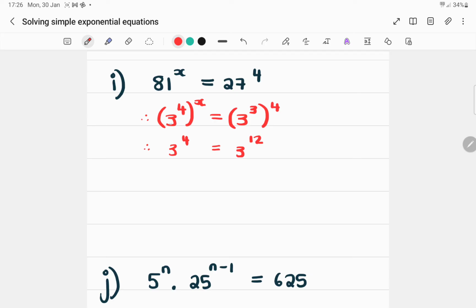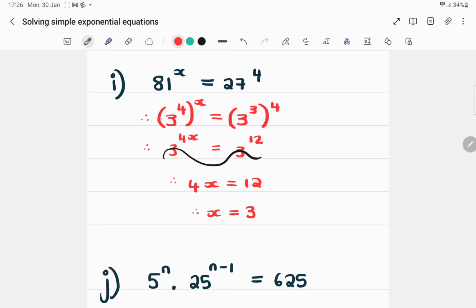So yeah, it will become 3 to the power of 4x is equal to 3 to the power of 12. Now we can drop it like it's hot. Thus 4x is equal to 12. Thus x is equal to, if you divide by 4 on each side, x is equal to 3.